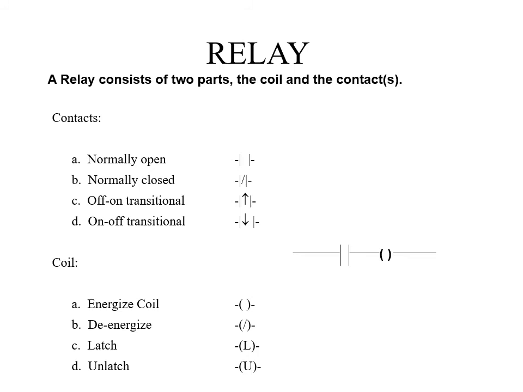And then for the coil, these are sometimes what we use for outputs. So we can see energized coil, de-energized coil, a latch and unlatch. Now, energized coils are what is mostly used. De-energized, latch and unlatch are used for special occasions.